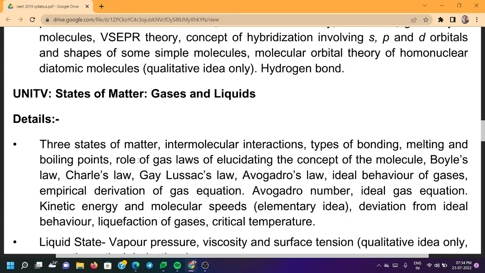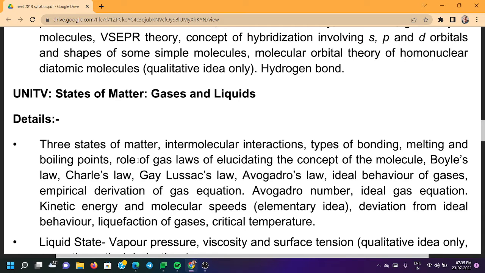Three states of matter, intermolecular interactions, types of bonding, melting and boiling points, role of gas laws in elucidating the concept of the molecule, Boyle's law, Charles' law, Gay-Lussac's law, Avogadro's law, ideal behavior of gases, empirical derivation of gas equation, Avogadro number, ideal gas equation, kinetic energy and molecular speeds, elementary idea.